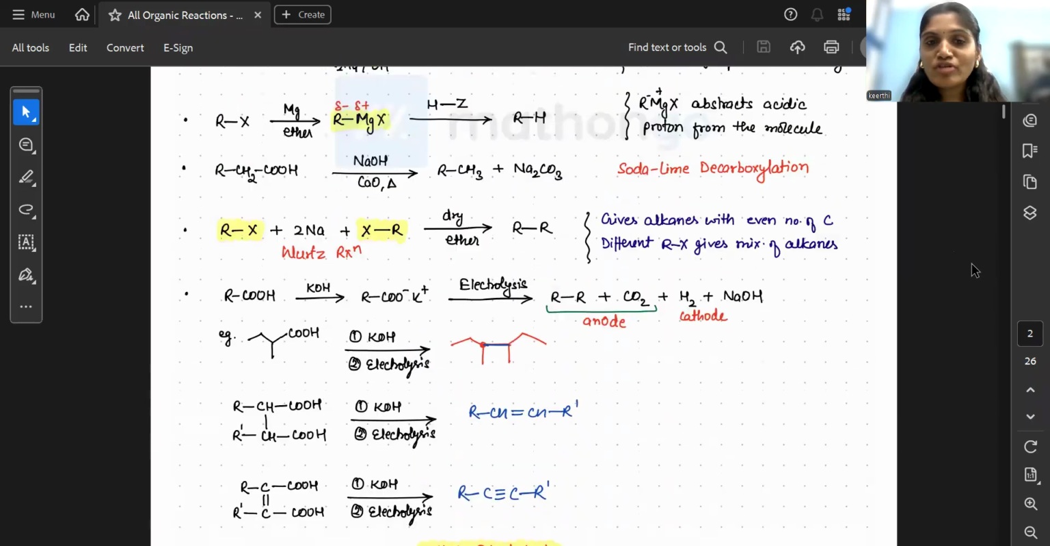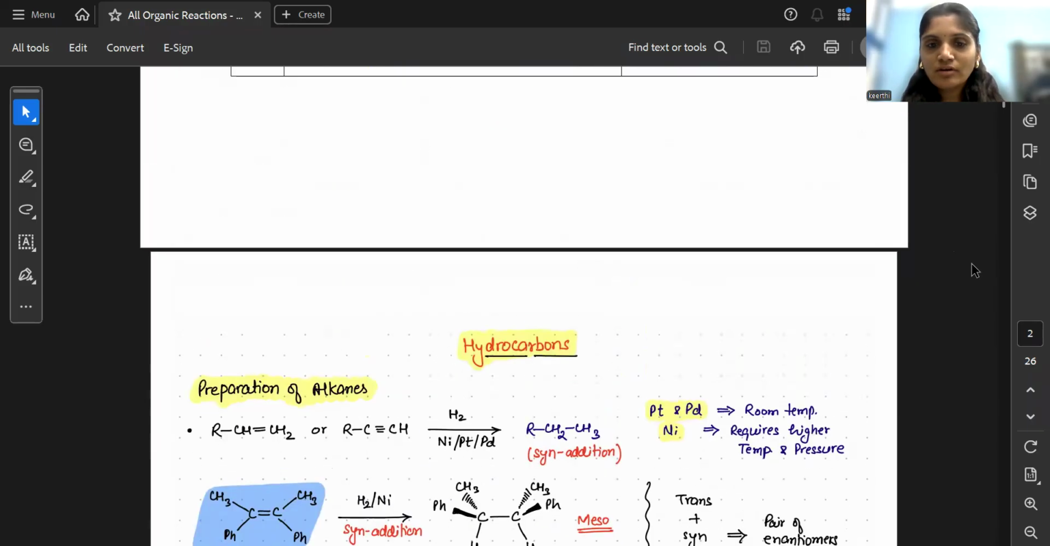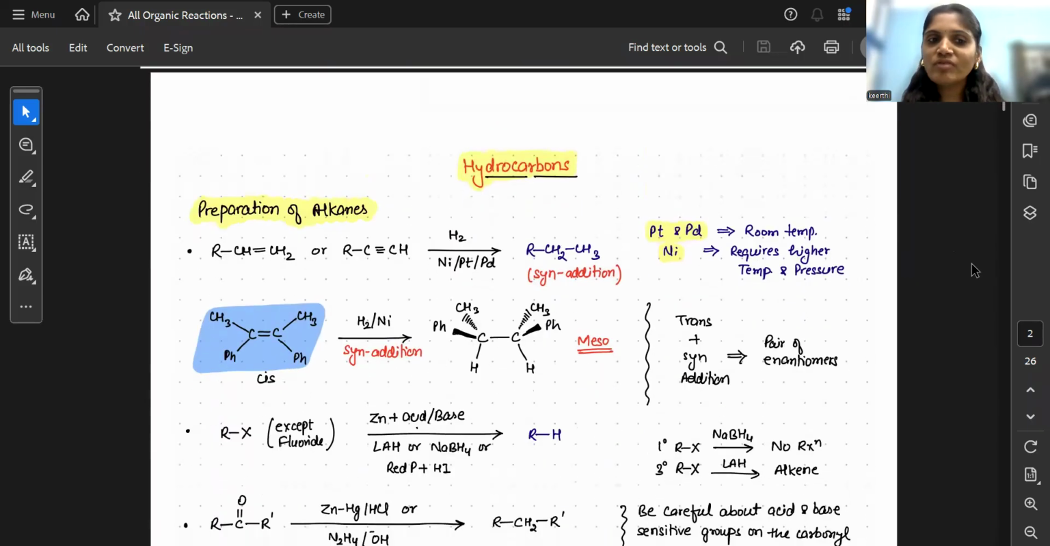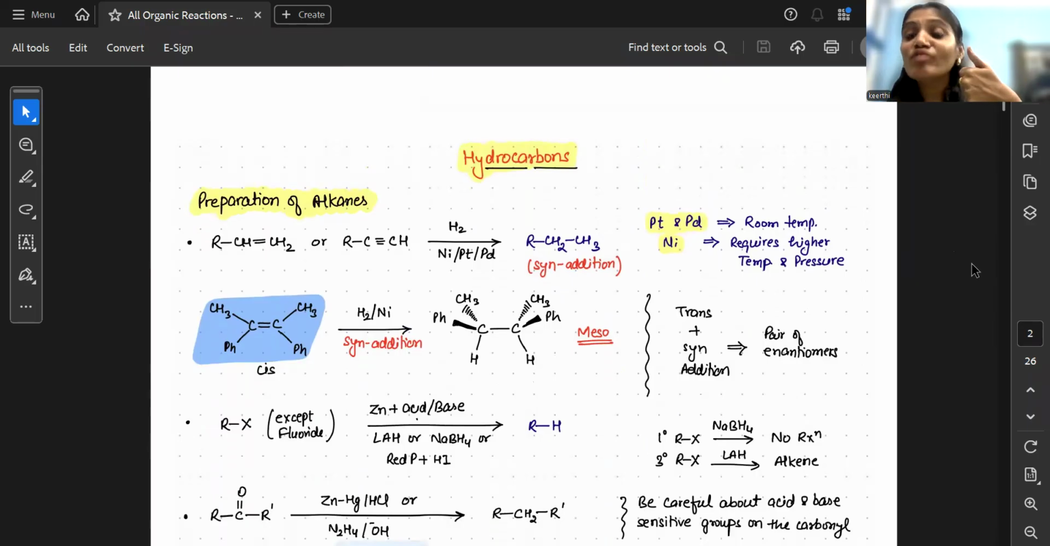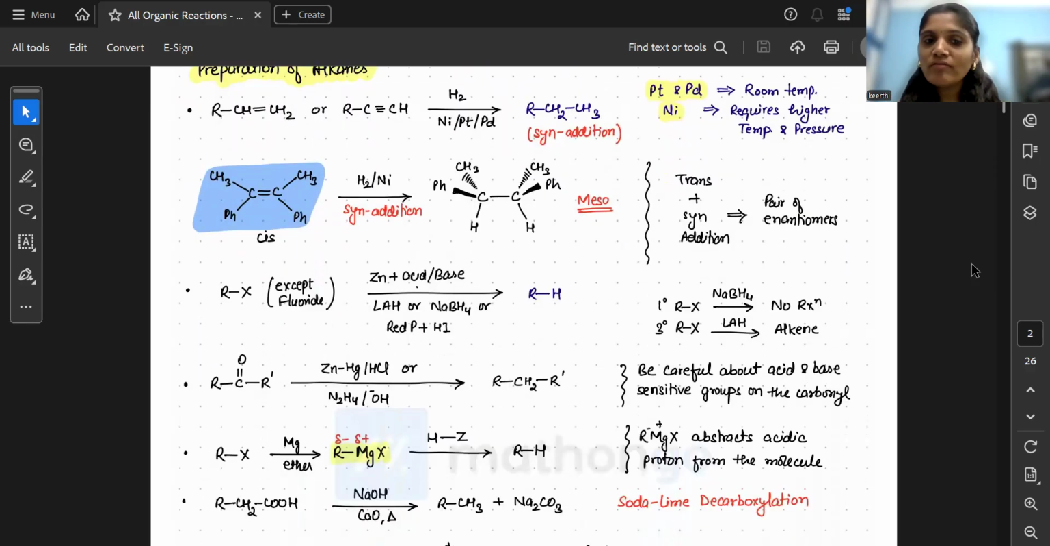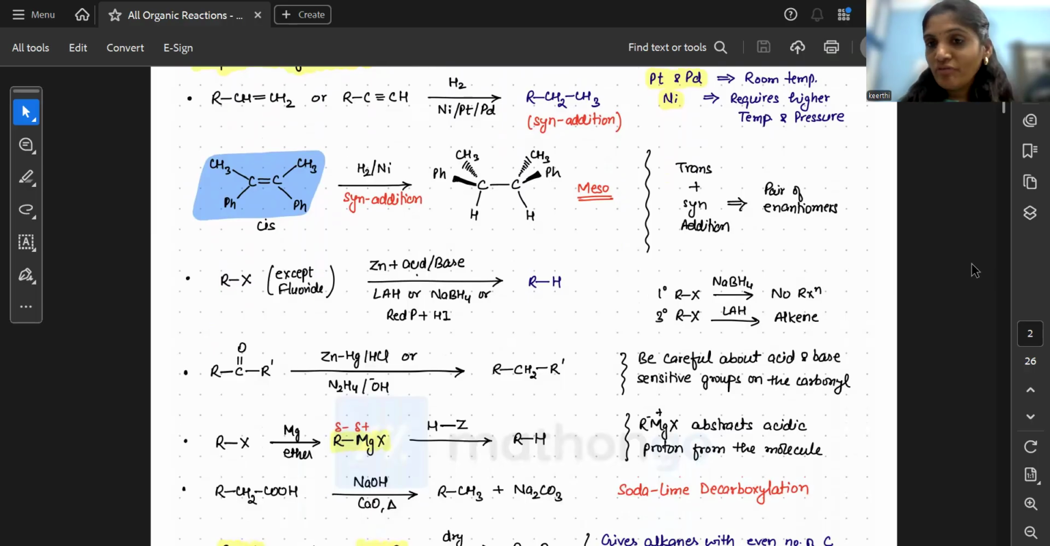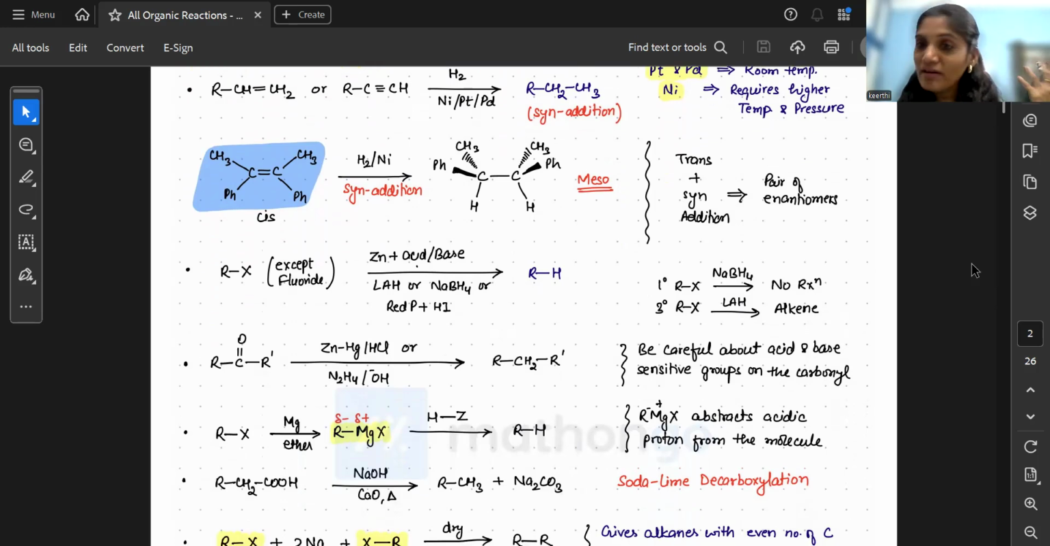So what are the preparation methods we have seen for alkanes here? We have seen the preparation of alkanes from alkenes and alkynes by reduction, and then I got my alkane. Then we have taken alkyl halides and done reduction of alkyl halides using various reducing agents, giving alkane. Then we have taken carbonyl compounds and done reduction of carbonyl compounds using Clemmensen reduction and Wolff-Kishner reduction. Then I got an alkane.